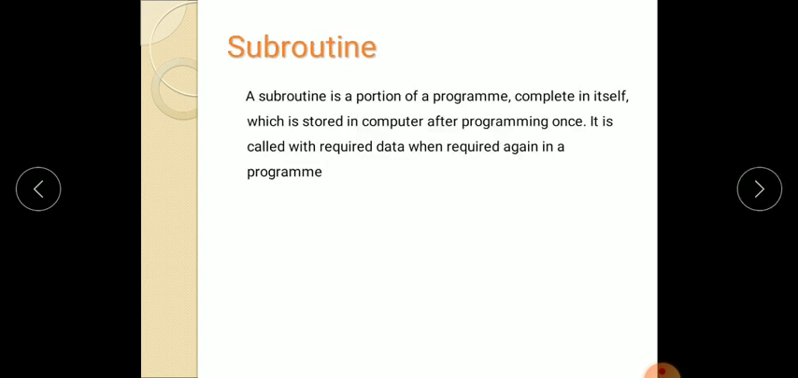Next, subroutine. The subroutine is the portion of a program complete in itself which is stored in a computer after programming once. So this is the portion of program. So once the program is written, it is completely stored in the memory. It is called up when required again in the program. So when this data is required, the data is fetched from the memory.